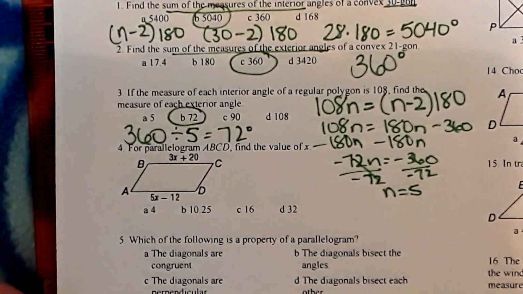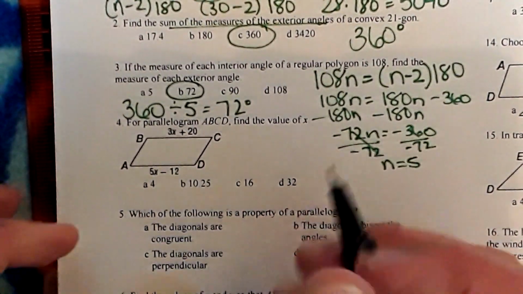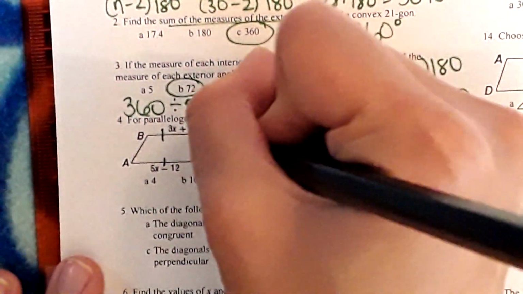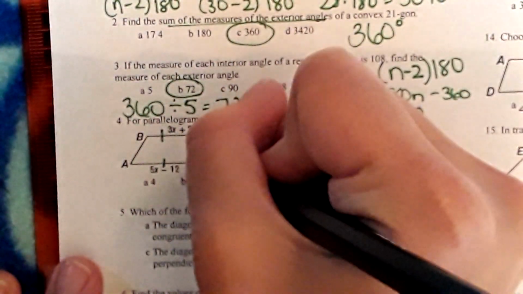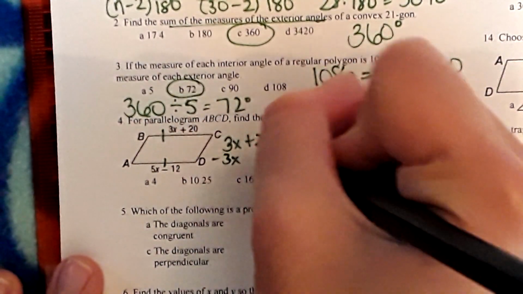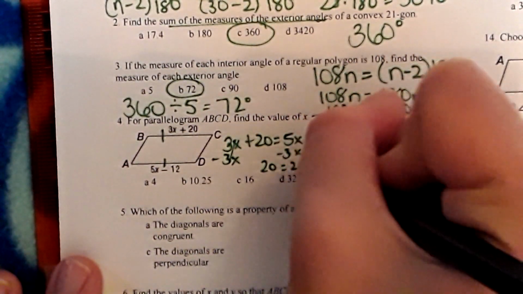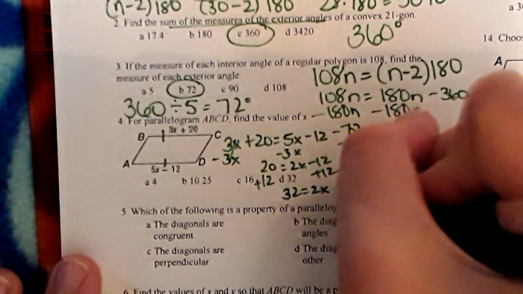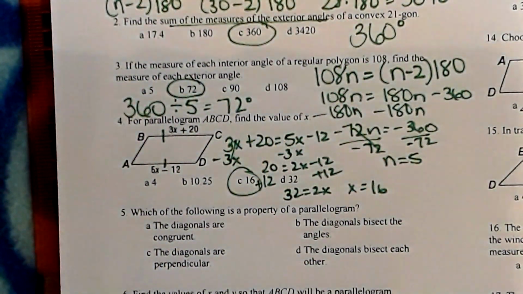Okay, number 4. For parallelogram ABCD, find the value of x. With a parallelogram, the opposite sides are congruent, so we can set these two expressions equal to each other to solve for x. So that's what I'm going to do here. And I get x equals 16. So the answer is C.